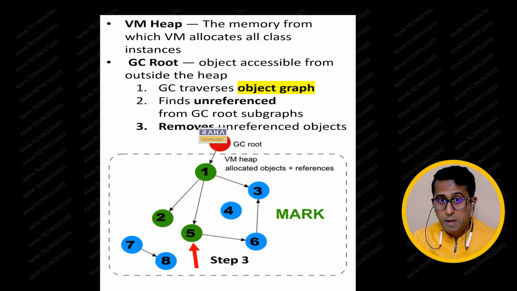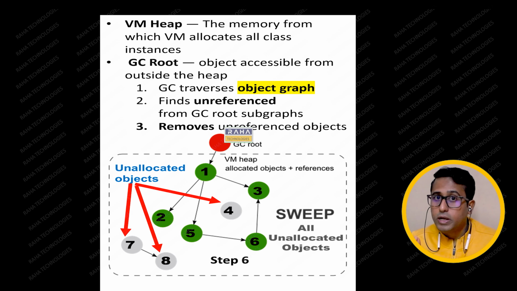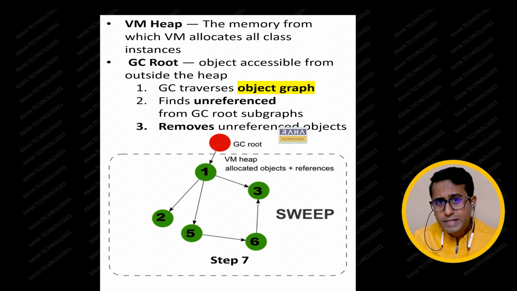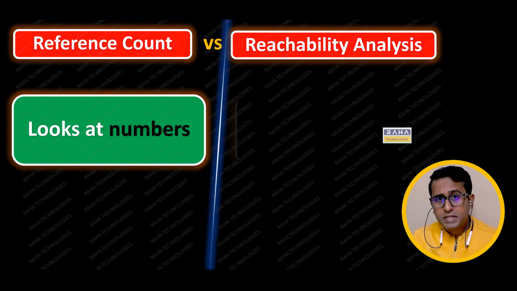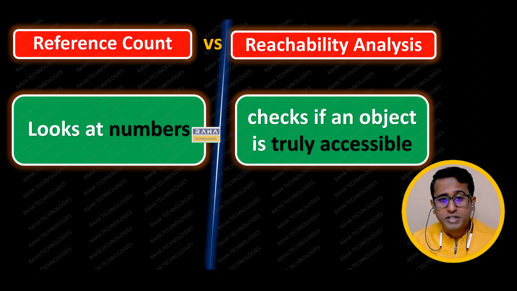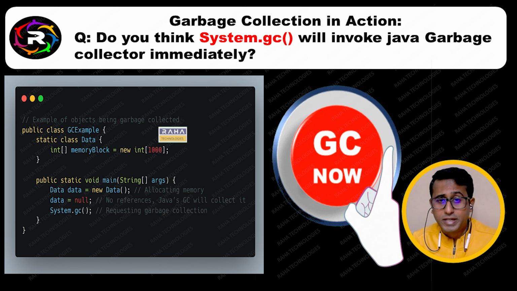There are different types of algorithms involved here. Unreachable objects will be marked and swept away in the mark and sweep algorithm in GC. So what are the key differences between reference counting and reachability analysis? Reference counting looks at the number, but reachability analysis checks if an object is reachable or not. That's the main difference. In this example, Java garbage collection is shown in action.